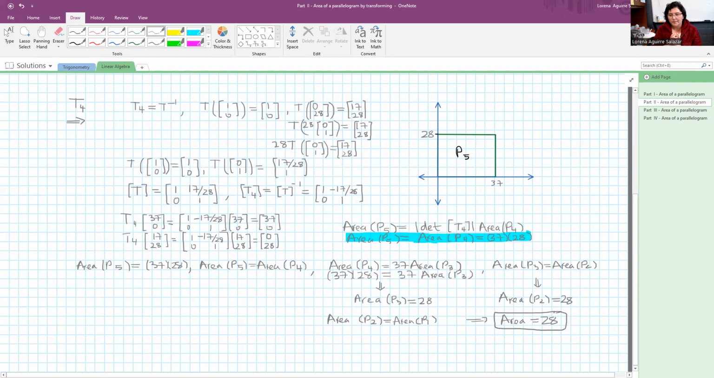Okay. So this is how we can use transformations to find the area of a parallelogram step by step. This is all for this video. If you have questions, let me know. I'll be happy to help.